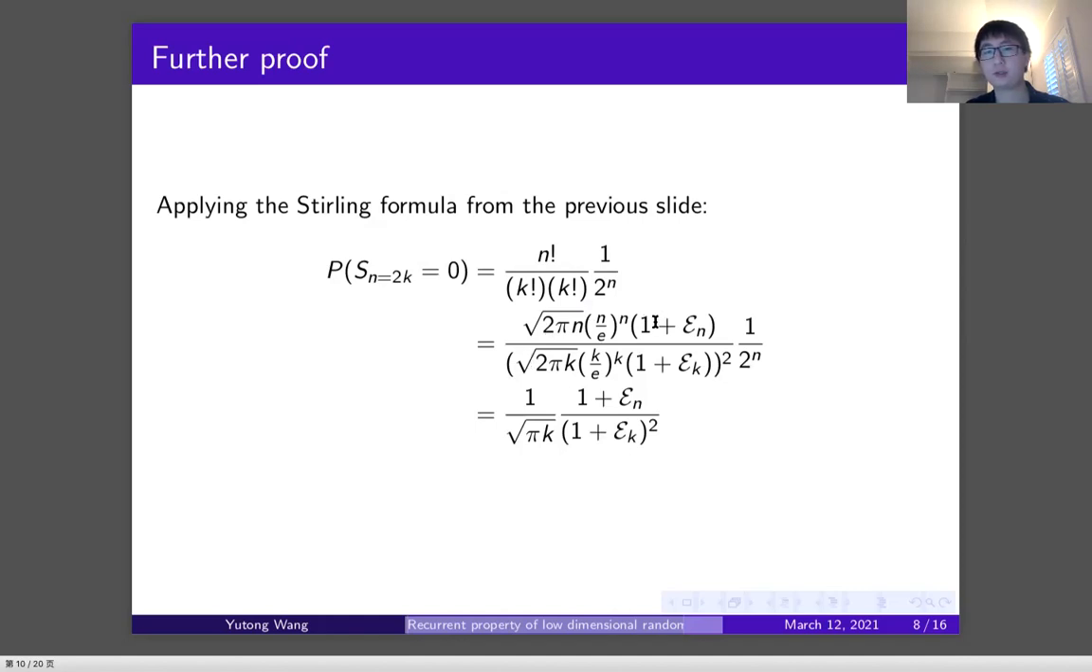So where the 1 times epsilon, epsilon is a very small number. As n goes to infinity, epsilon n or epsilon k will eventually go to 0. So after simplifying, we can get the formula of this.